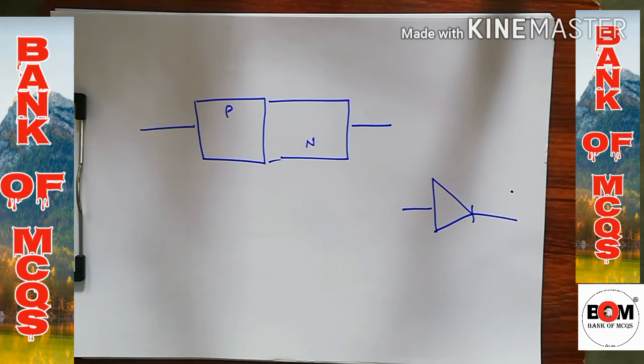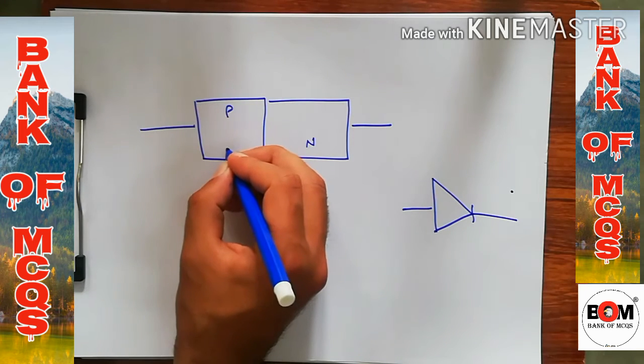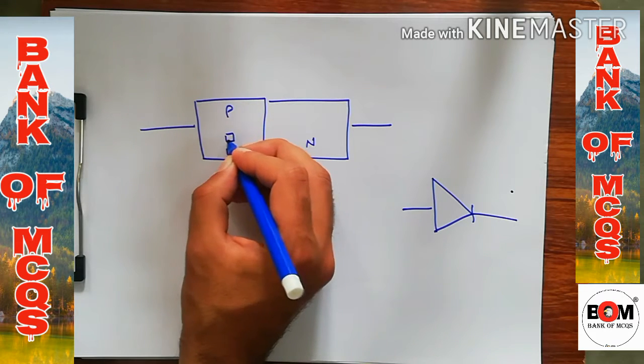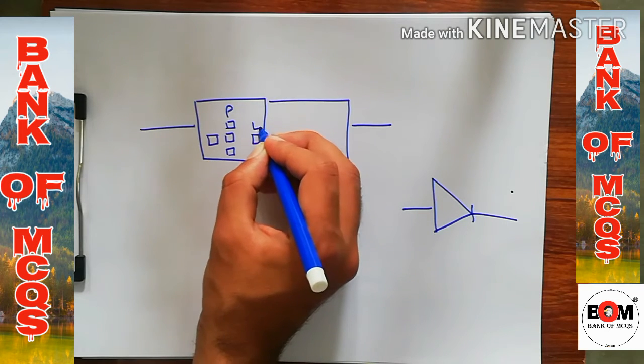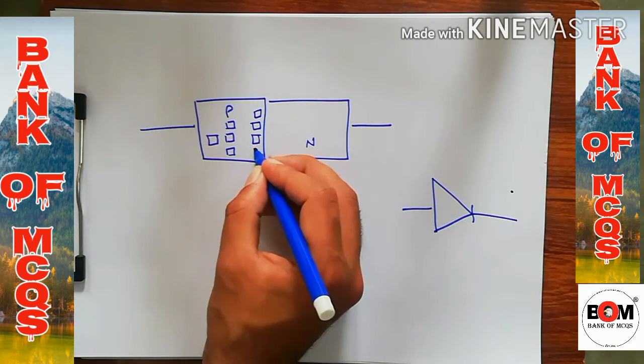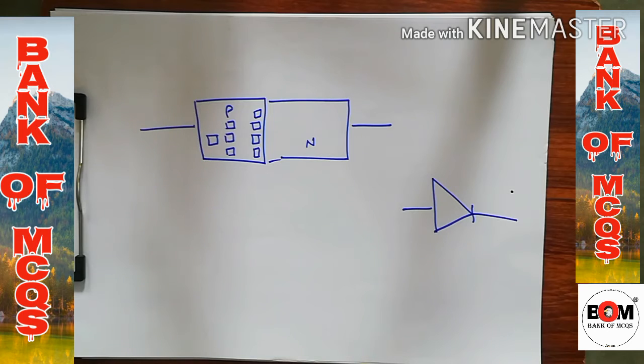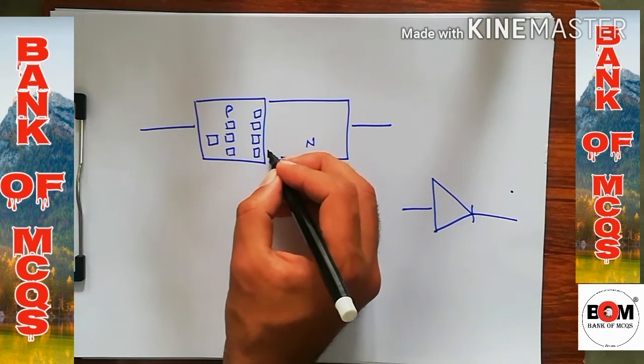Now we can see that the P type has holes, the P type has positive charge, with majority in holes. But on the opposite side we can see that the N type has electrons.